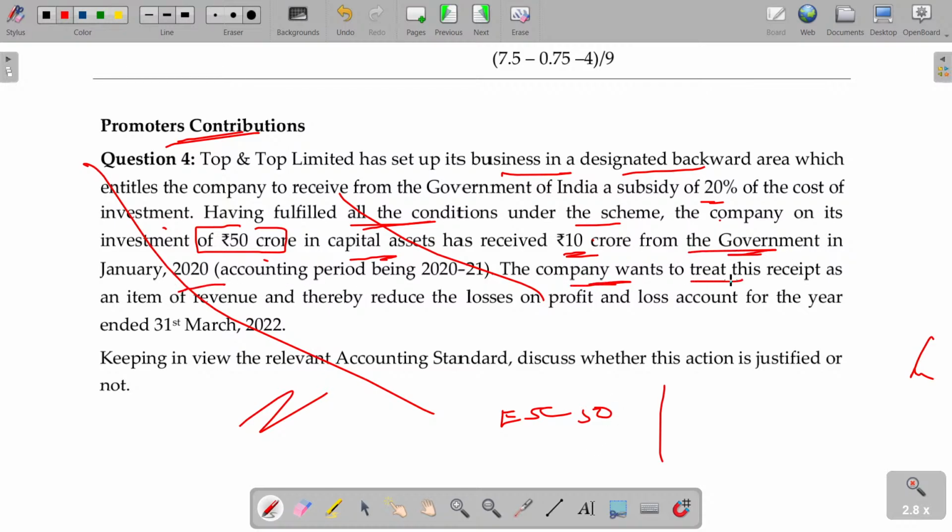The company wants to treat this receipt as an item of revenue for the distribution of dividend. Is it possible? No. The capital contribution should always be capital reserve. It cannot be treated as revenue profit, so it cannot be used for payment of dividend.